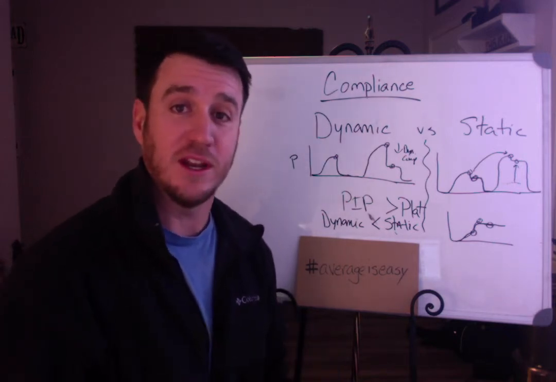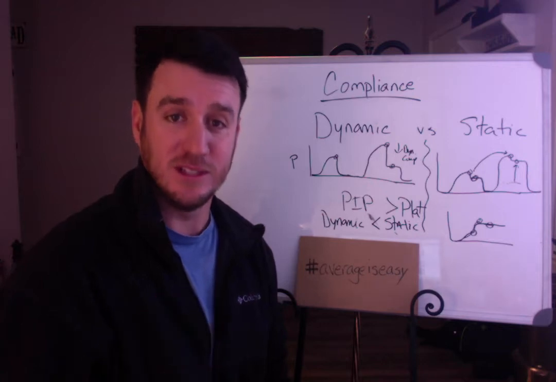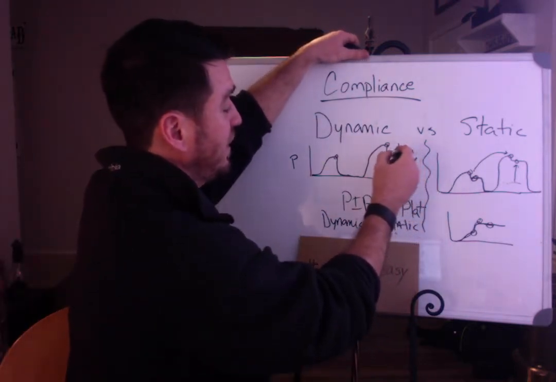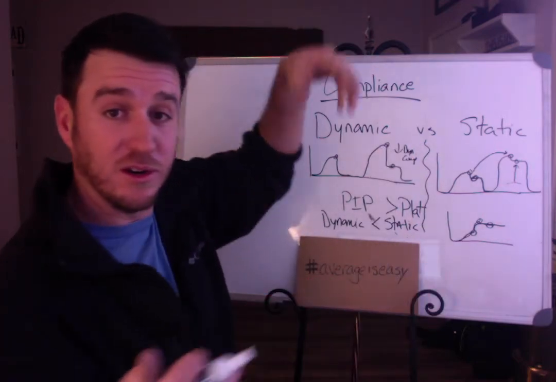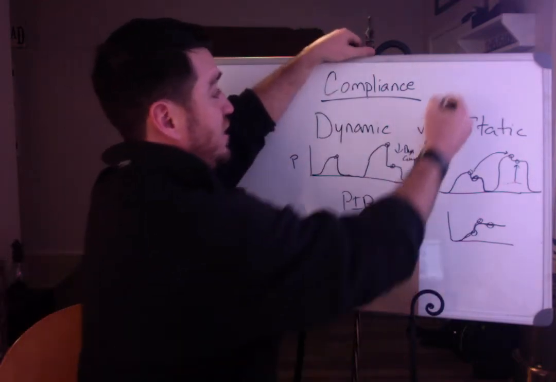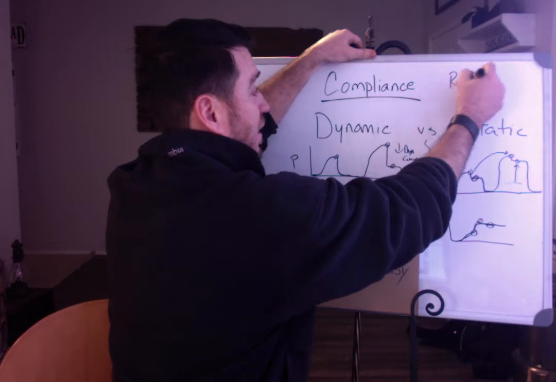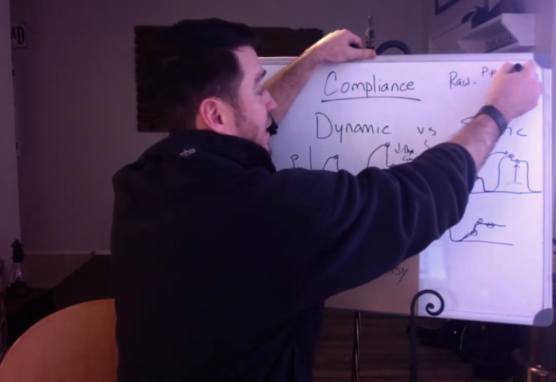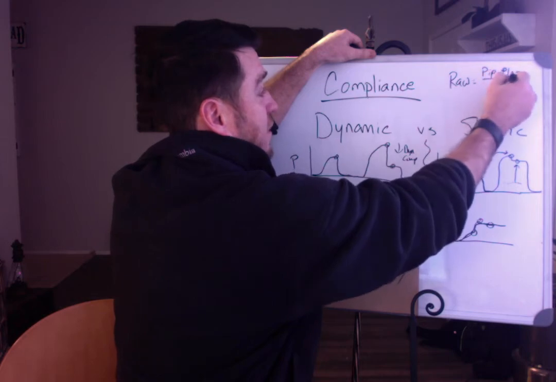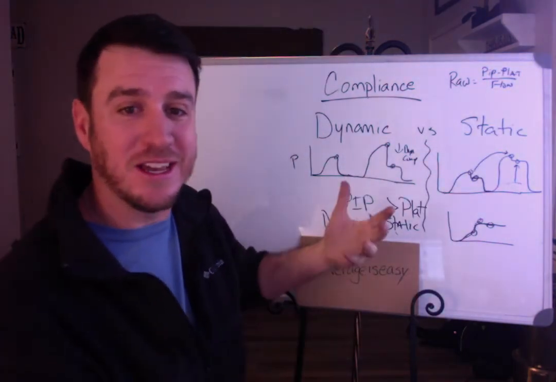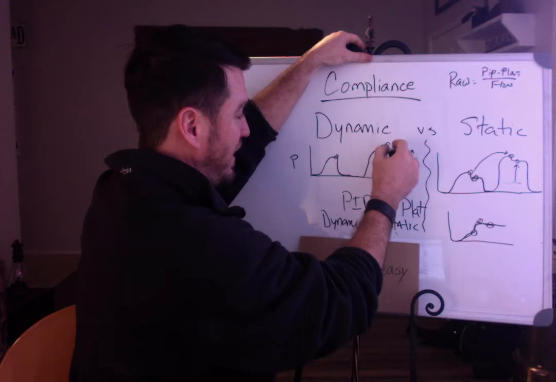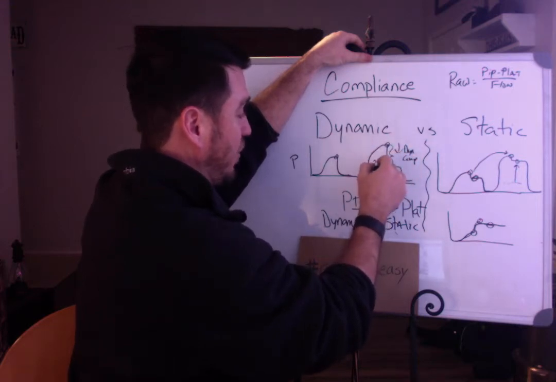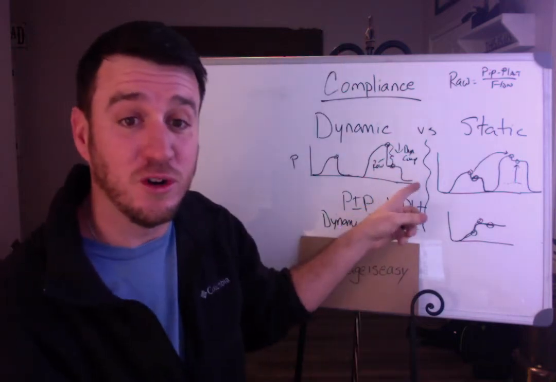Now, while we're talking about this, remember I told you that to truly understand dynamic compliance, you have to incorporate and understand airway resistance, right? Well, watch this. This difference, remember your airway resistance formula? Your Raw equals PIP minus plat divided by flow in liters per second. Well, guess what, guys? That's a visual right here. This right here is your airway resistance. It's a visual. You can see it.